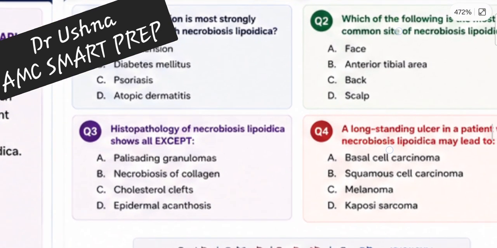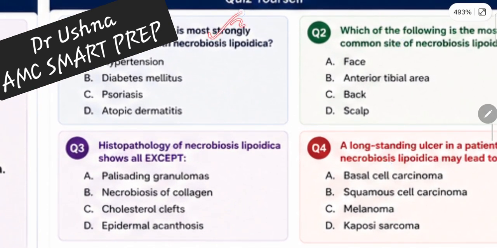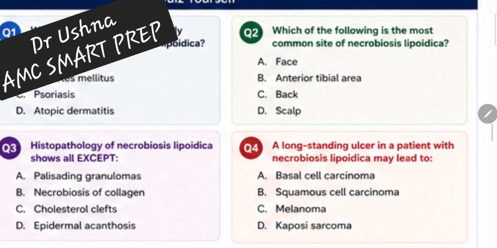We will practice some questions side by side. Which condition is strongly associated with necrobiosis lipoidica? Now you are very sure that this is diabetes mellitus. Then, which of the following is the most common site of necrobiosis lipoidica? Again, let's make it very clear that the anterior tibial area is the most important predisposed site for the development of necrobiosis lipoidica.